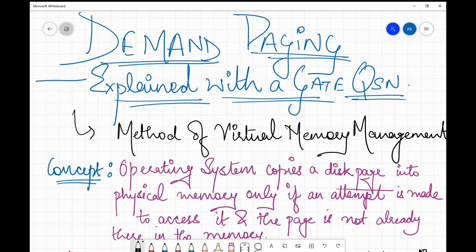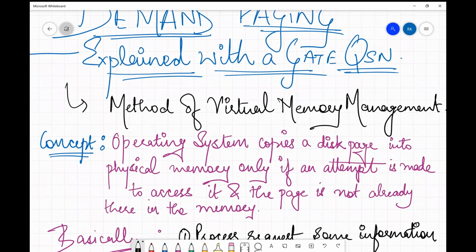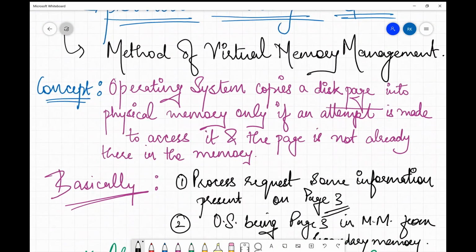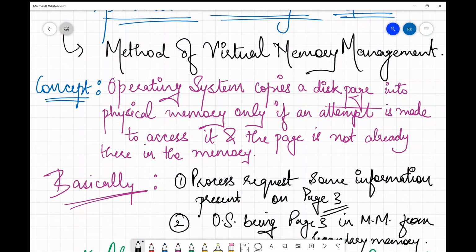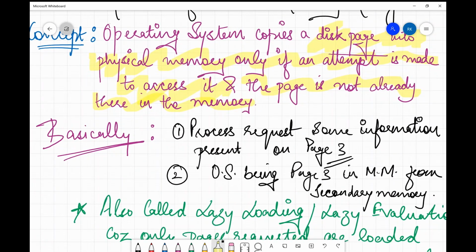Okay, so now, what is demand paging? It is basically a method of virtual memory management, and the concept behind it is that in a system which obeys demand paging, the operating system copies a disk page only when it is required by a process. So only if an attempt is made to access it and the page is not already in memory. So basically, what is the basic idea that I've just jotted down on the basis of my understanding? So here is the idea.